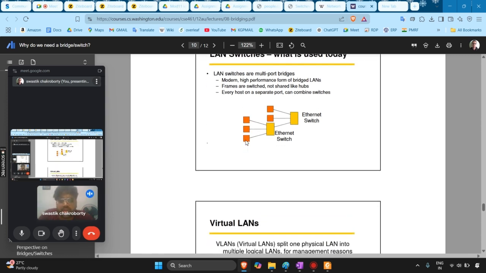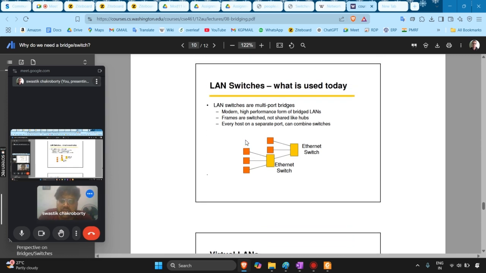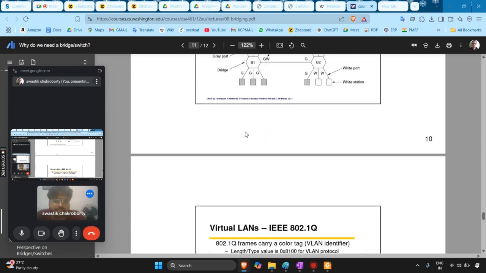So today LAN switches are modern multi-port bridges which are used to switch frames from one LAN network to another. Since multiple LAN networks are connected, LAN switches are used to switch frames from one LAN port to another.